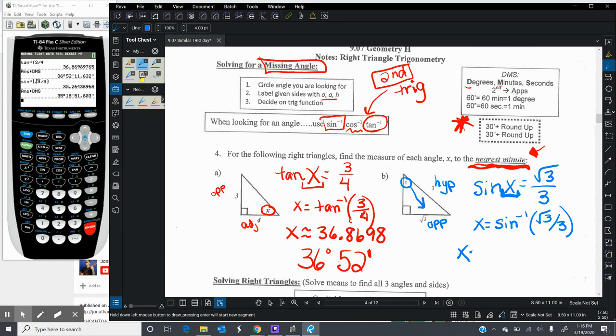So x is approximately 35 degrees and 16 minutes. Move that little symbol up some. It's kind of like a dash mark, almost like a feet symbol. But we're talking degrees, so we know it's minutes.